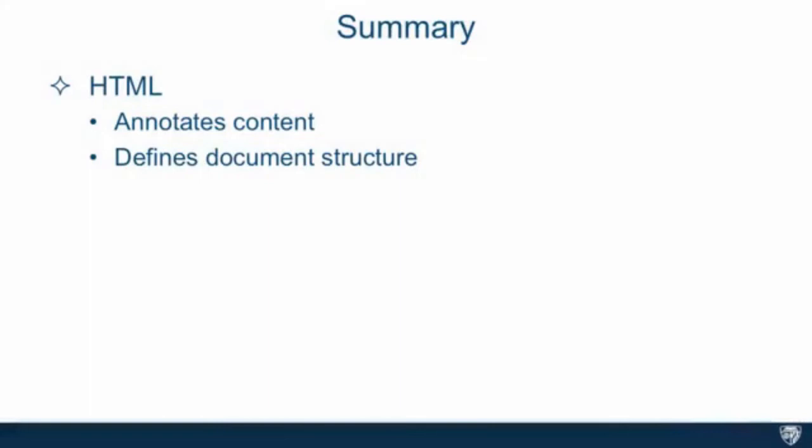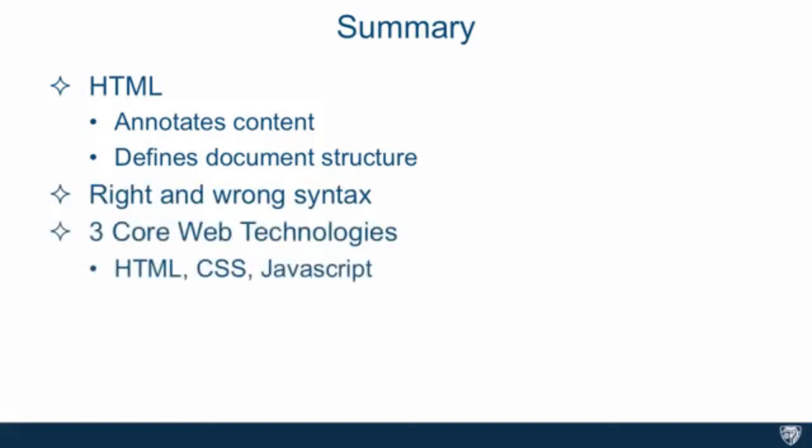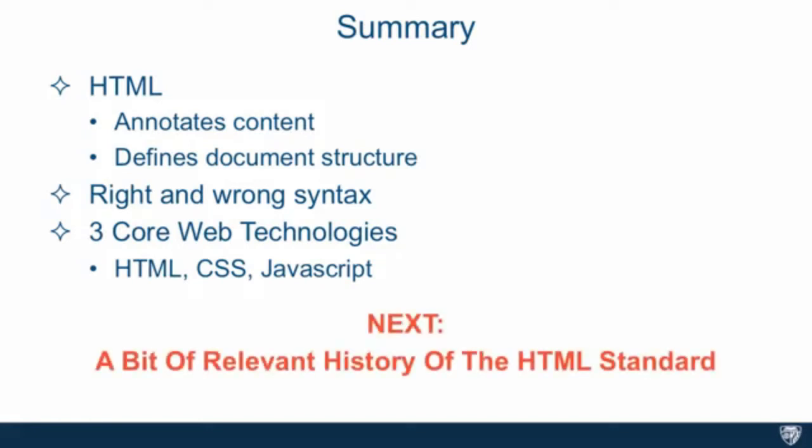So in summary, we spoke about HTML and the fact that its job is to annotate content and define document structure. And obviously, as any language, it has a right and wrong syntax, which you'll have to learn in order to code it. And the 3 core web technologies, HTML, CSS, and JavaScript, work very well together because each one of them has its own distinct and precise role, and they don't really step on each other. They work very nicely together. Next, we'll talk about a bit of a relevant history of the HTML standard. And I do mean relevant.